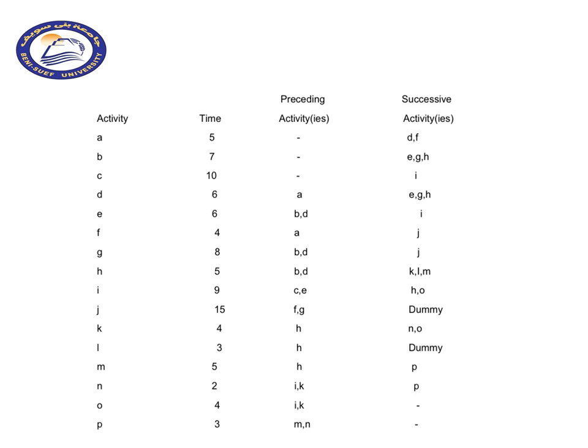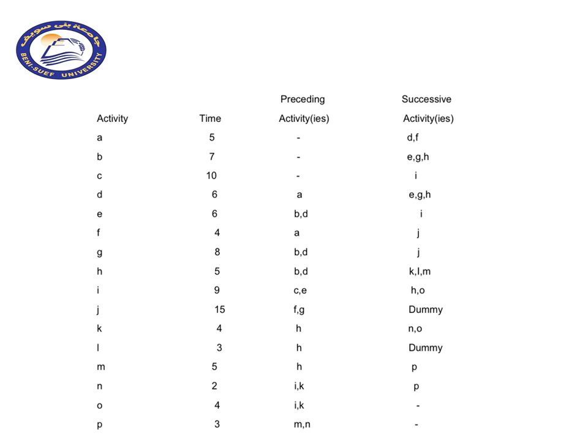The third column deals with the preceding activities. As you can see here, activities A, B, and C do not have any preceding activities. This is a blank space here, so all of these activities can be started at 0 point in time and don't have to wait for any other activity to end in order to start.